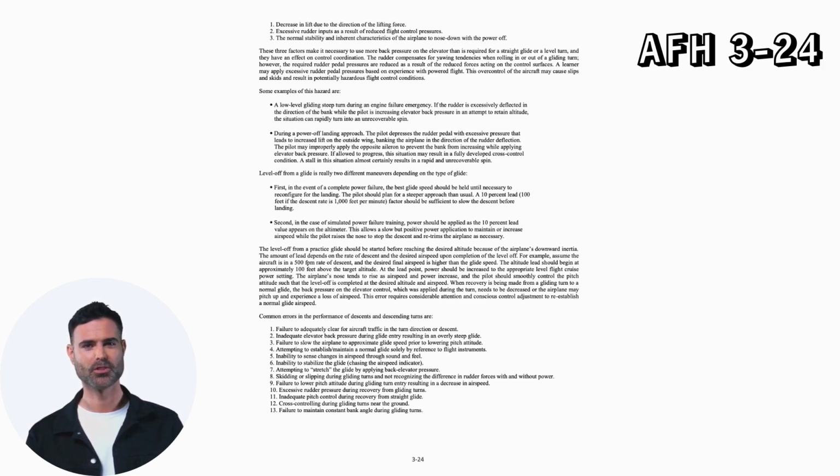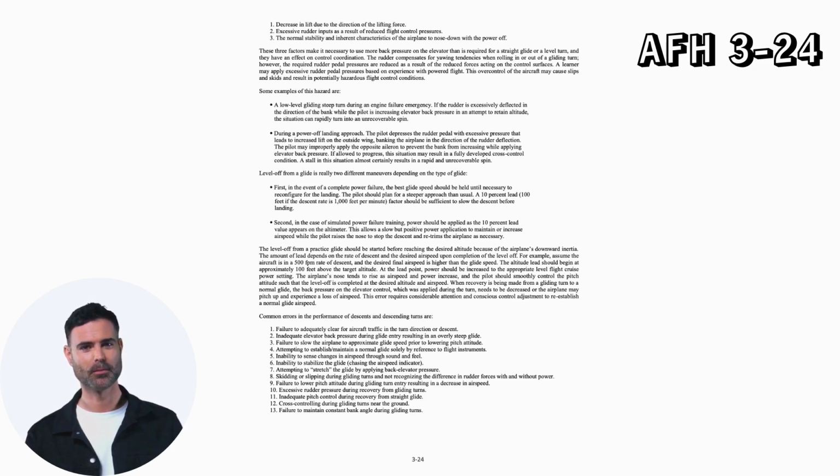The altitude lead should begin at approximately 100 feet above the target altitude. At the lead point, power should be increased to the appropriate level flight cruise power setting. The airplane's nose tends to rise as airspeed and power increase, and the pilot should smoothly control the pitch attitude such that the level off is completed at the desired altitude and airspeed.